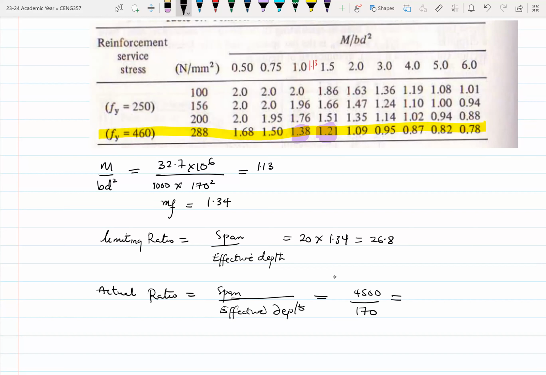So this should give us 26.5. Because the limiting value is greater than the actual value, it is adequate. So here I can state that D equals 170 millimeters is adequate.